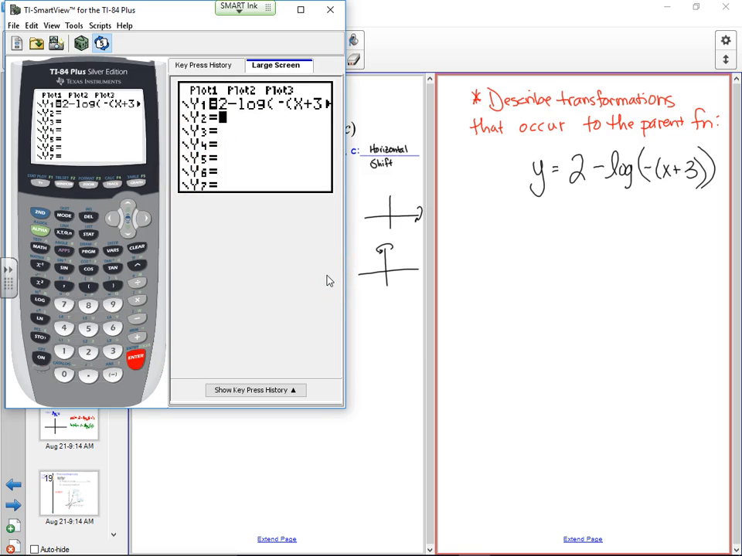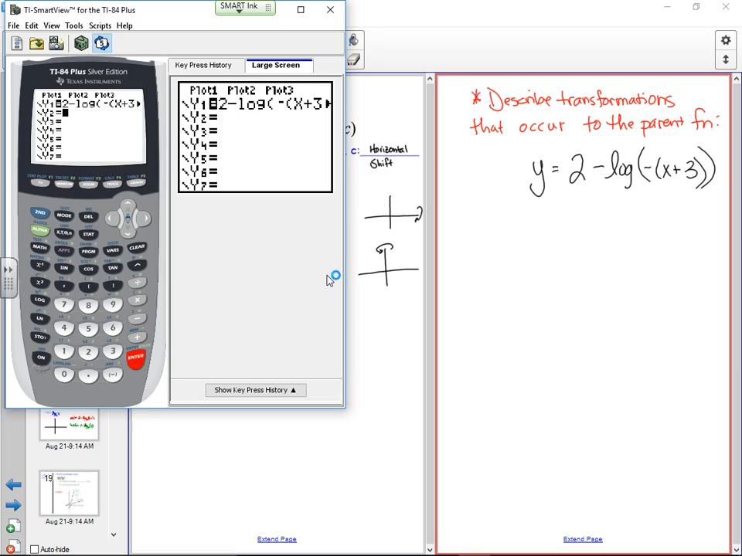Before we graph it, let's just talk real quickly. Some of you already graphed it, that's okay. Question, how many reflections should there be? 2. Why? There's a negative outside the log and there's a negative outside the x. What else is there going to be? 2 reflections and then 2 shifts. 1 horizontal and 1 vertical.